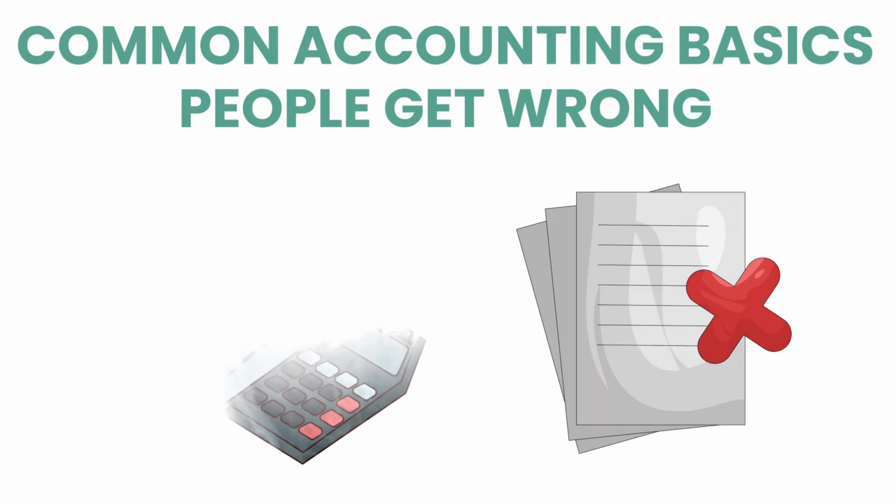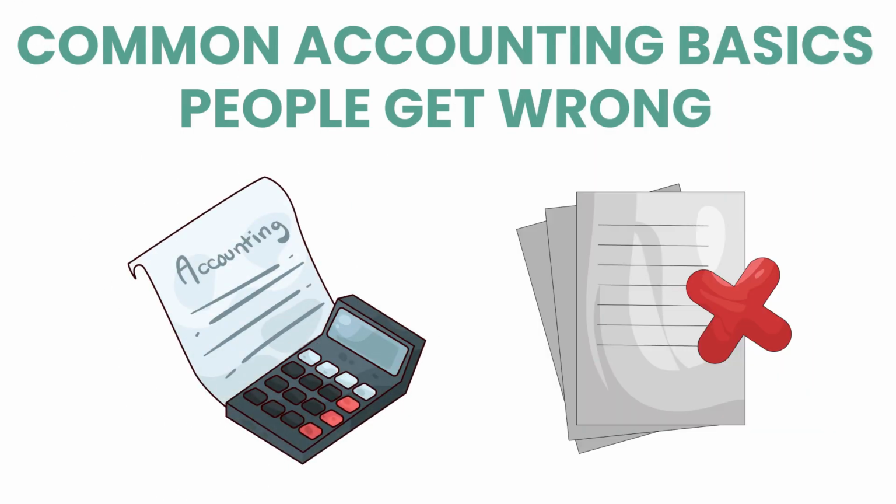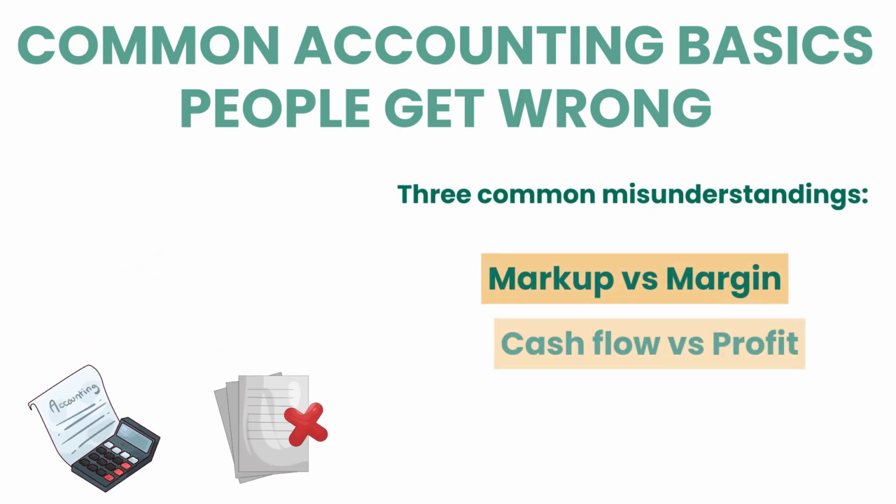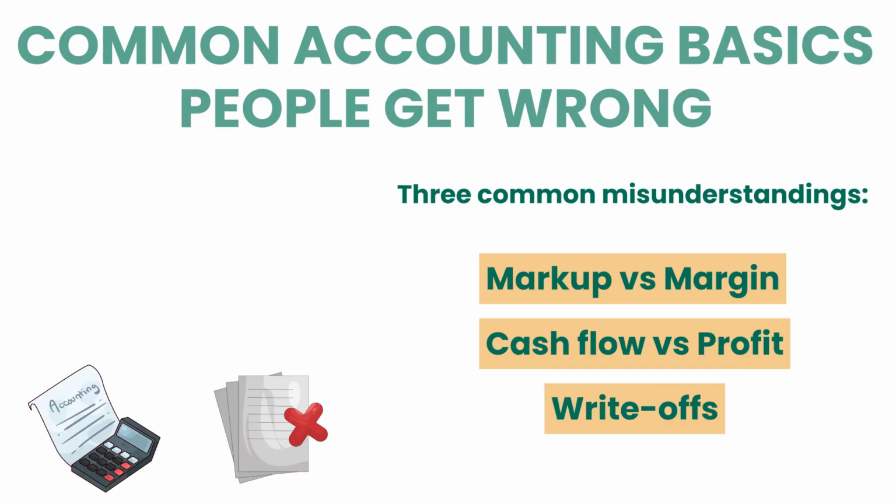There are a few accounting concepts that almost everyone gets wrong, and honestly, they can cost you real money. Today, we are breaking down 3 common misunderstandings: markup versus margin, cash flow versus profit, and the truth about write-offs. These are simple once you understand them. And once you do, you'll look at your business numbers completely differently.